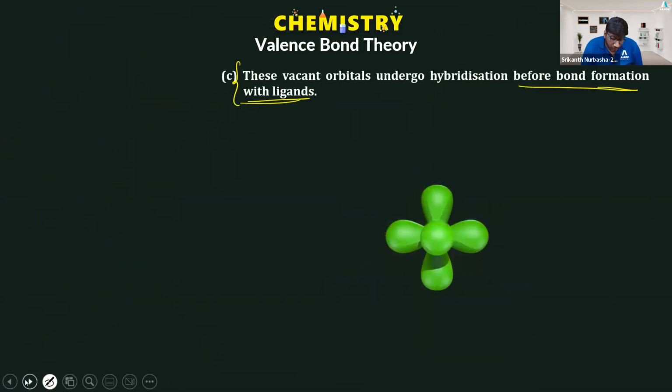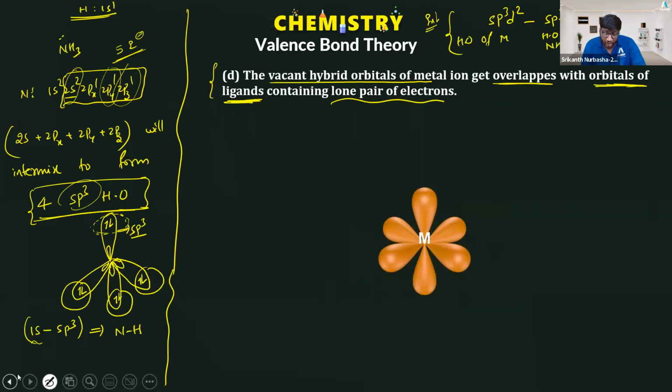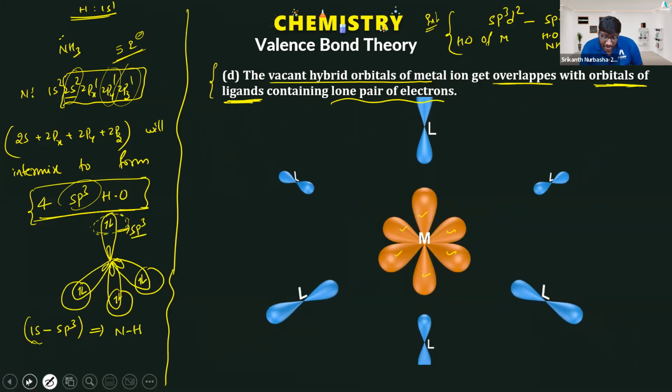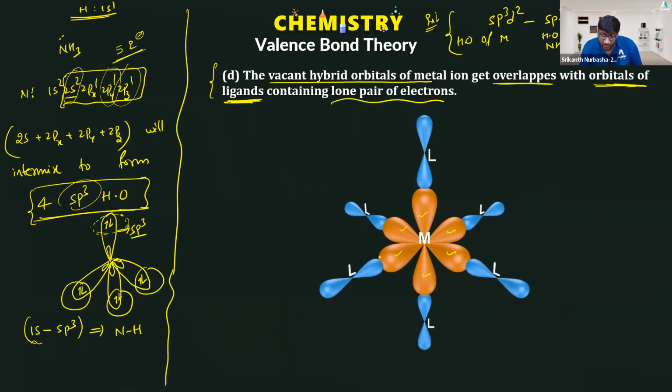Look at the animation carefully. This has a lot of meaning. We have metal. In the metal, we have hybrid orbitals. These are all vacant hybrid orbitals. They do not have electrons as of now. Now they are getting electrons. From where? From the ligands. But where are the electrons in the ligands? They are in respective orbitals. Now the orbitals are going to be overlapped, which is called bonding.